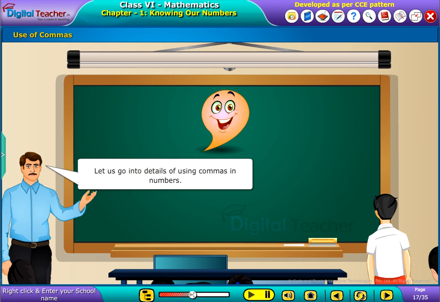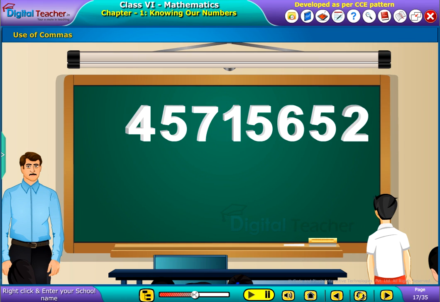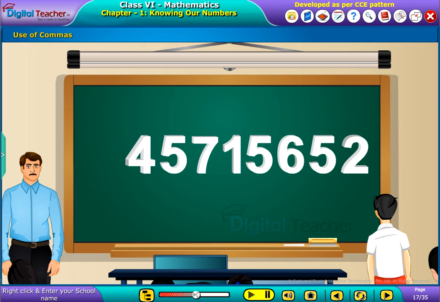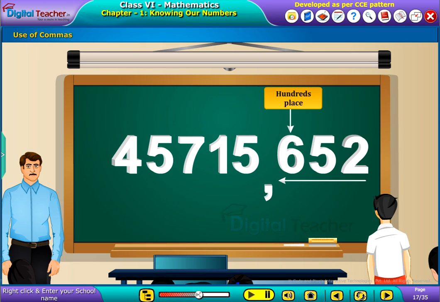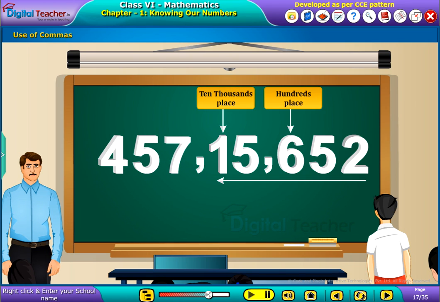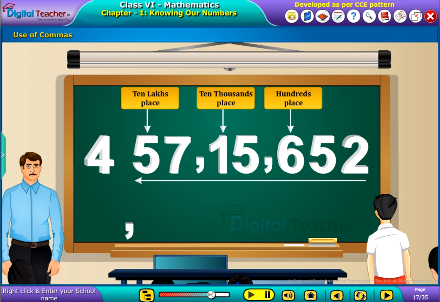Let us go into details of using commas in numbers. See the number shown on the screen. Here, the first comma should come after hundreds place. That is, 3 digits from the right and marks thousands. The second comma comes 2 digits later. That is 5 digits from the right. It comes after 10,000's place and marks lakh. The third comma should come after 10 lakhs place and marks crore.